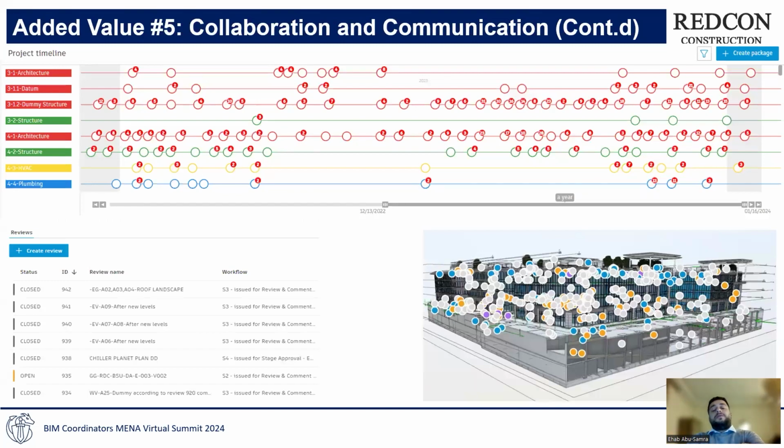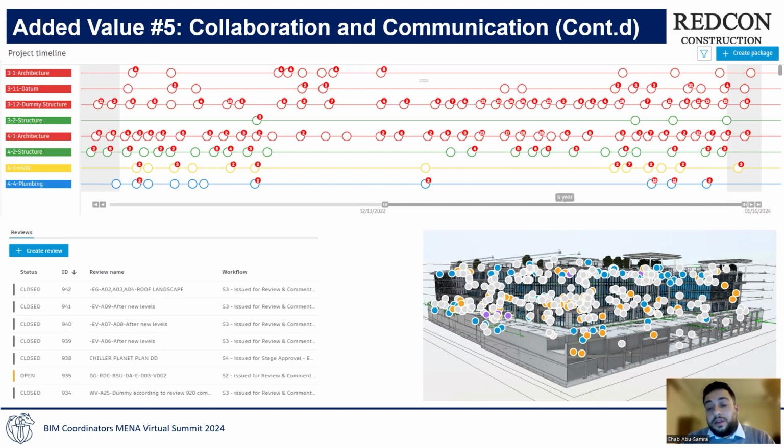The example shown in front of you shows the project timeline. As you see here, predefined milestones have been set and all comments have been attached. You can easily navigate through the discipline, and in each stage you can see the comments and track these comments. Moreover, you can see the review status, whether it's open, closed, or rejected.